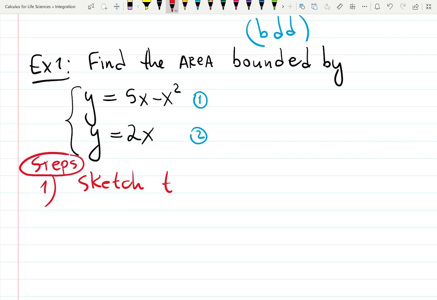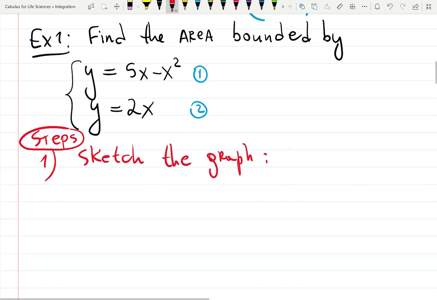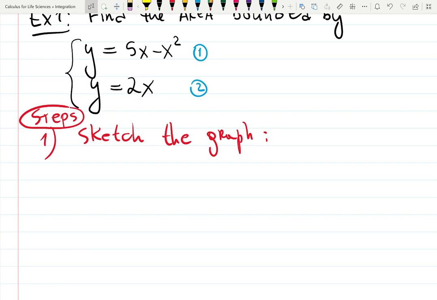Sketch the graph. Sometimes you don't have to be precise. You just need to know the first one is a parabola. What can you tell about that parabola? Well, it crosses at (0, 0). That's a good one. What else? It's concave down.